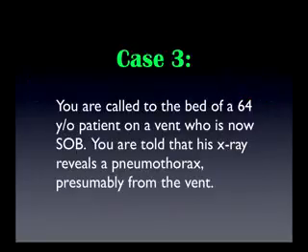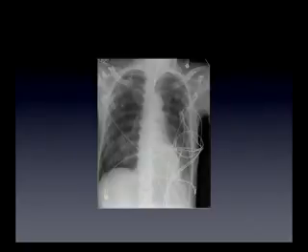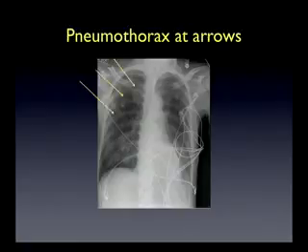Case number 3, you were called to the bed of a 64-year-old on the vent who is now short of breath. You were told by the resident that his x-ray reveals a pneumothorax, which is presumably from the ventilator. Here's the x-ray. If we look at the right, the arrows illustrate what is interpreted as a pneumothorax, a rather large one, certainly consistent with his shortness of breath.